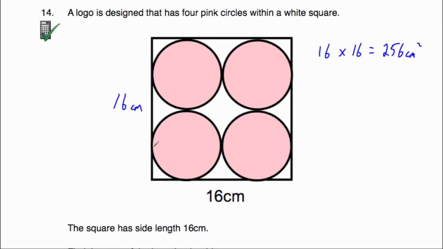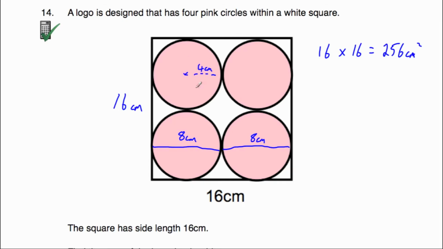Now if we consider the diameters of the circles, and we actually draw them on here, this diameter and this diameter, now they should be straight, but they're the diameters. And as you can see, those diameters have got a total length of 16 centimeters. That means that each diameter is 8 centimeters. So each diameter of each circle is 8 centimeters. So if we consider the radius, that would be 4 centimeters.